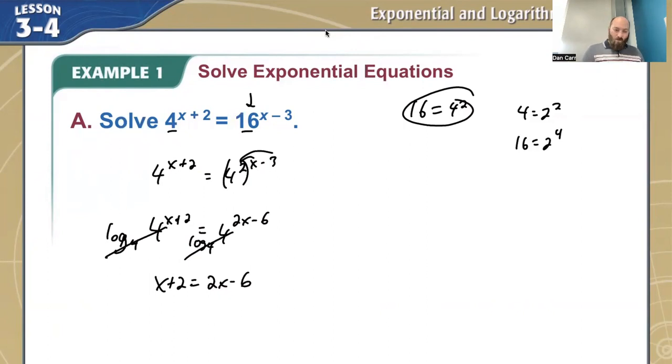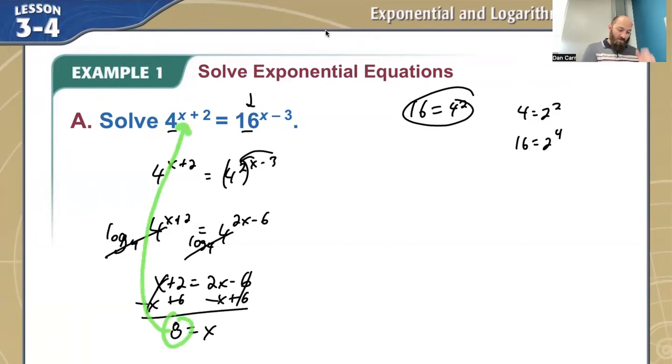Okay, so that's what I'm working with there. This will be minus x, minus x. I'm going to add 6 over here. So I'm left with 8 equal to x. When solving these problems, you always want to do a quick double check. Does that work in the original problem? And it should, because 8 plus 2 is going to give me 10, and 8 minus 3 is 5. So 4 to the 10th power should equal 16 to the 5th power.